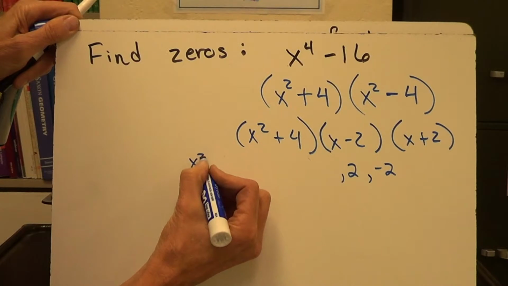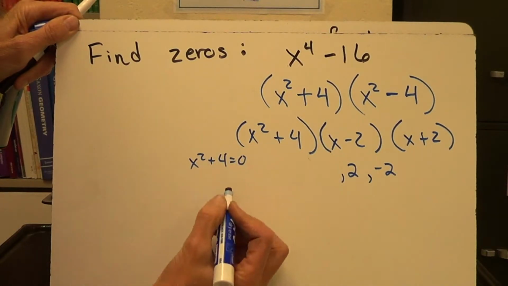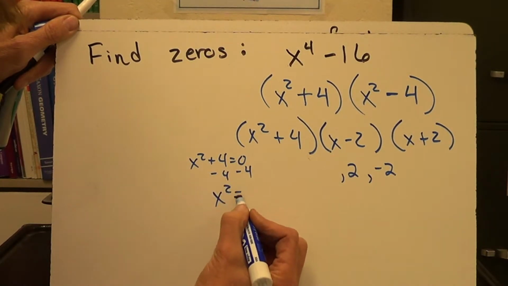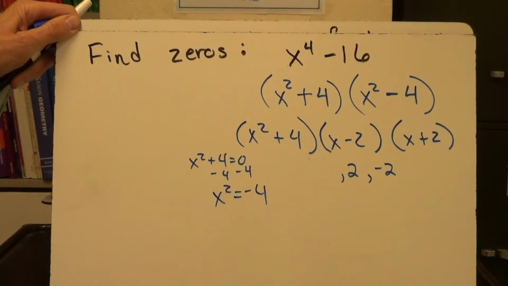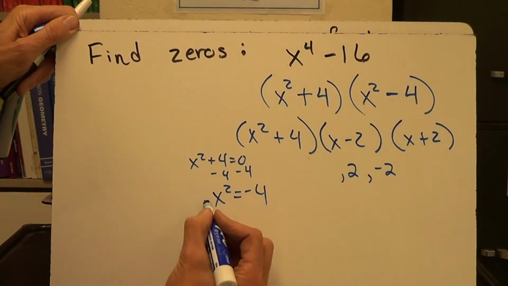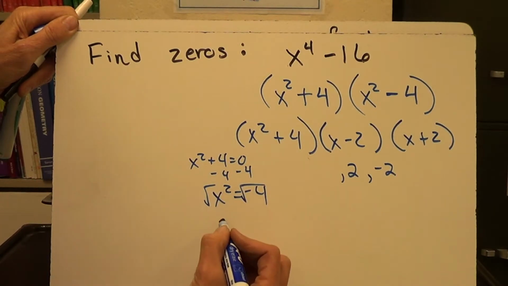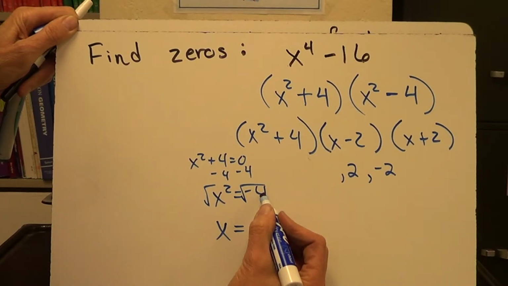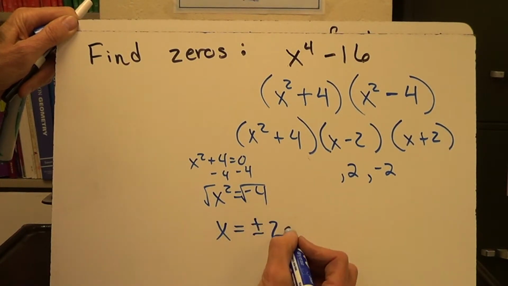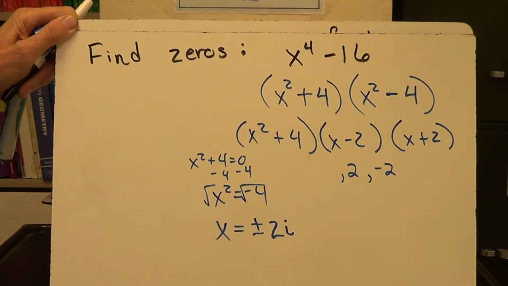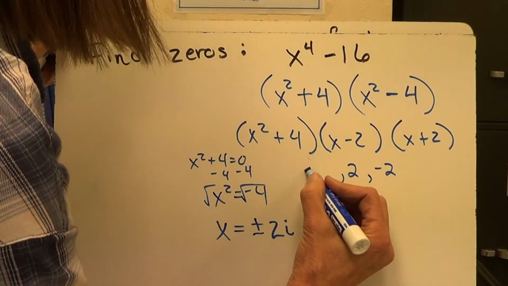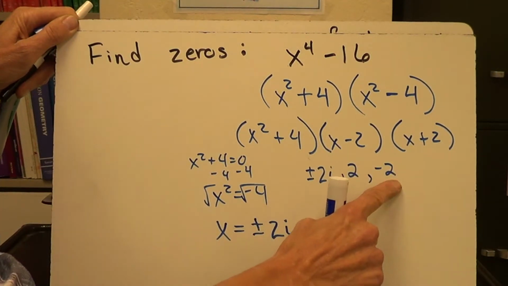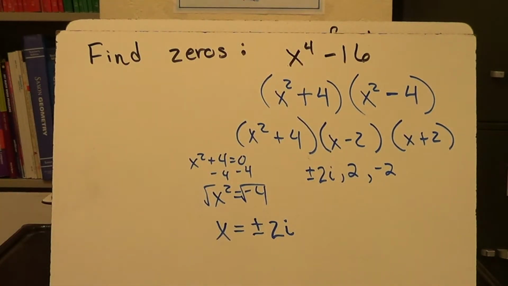On this one, I just want to step through setting it to 0. I would subtract 4 from each side. And so I get x squared equals negative 4. In doing that, I take the square root plus or minus, so I get x equals plus or minus square root of 4 is 2, and because it has a negative, I've got to bring out an i, so I've got 2 imaginary. So I have plus or minus 2i. So I've got 2 zeros there, a third one there, a fourth one there. 4 zeros is what I should have. Okay?